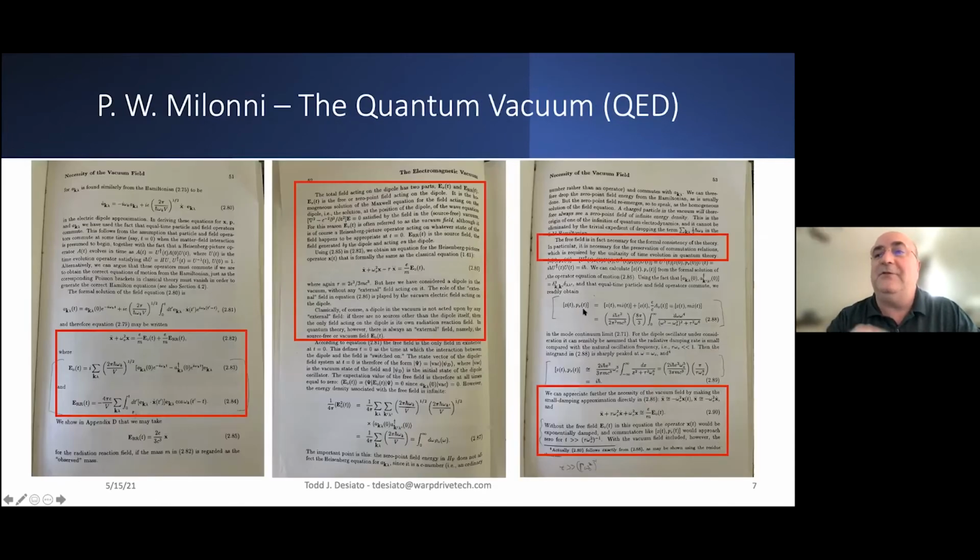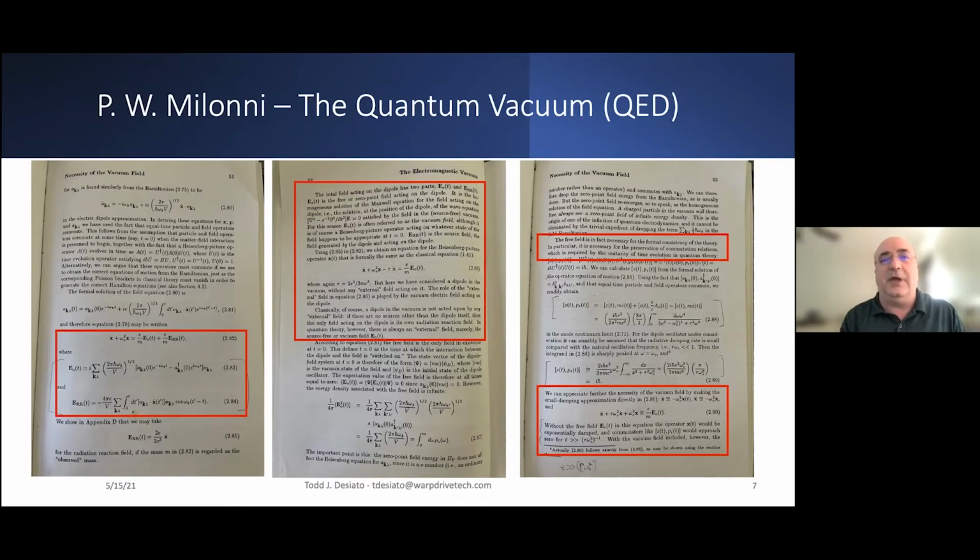So we can appreciate further the necessity of the vacuum field by making a small damping approximation. And when you do that, you get this loss in terms of a velocity, which is basically friction. Forces dependent on velocity are friction. So without the free field E naught in this equation, the operator x of t would be exponentially damped, and commutators like position and momentum would approach zero within a few periods of the frequency.